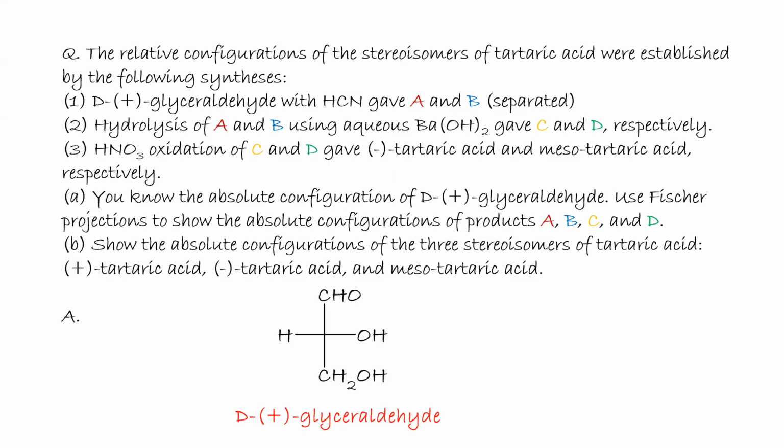The relative configurations of the stereoisomers of tartaric acid were established by the following synthesis. Number 1, D-(+)-glyceraldehyde with hydrogen cyanide gave compounds A and B, separated from each other.